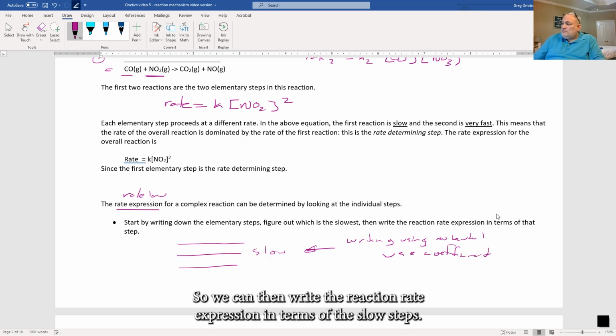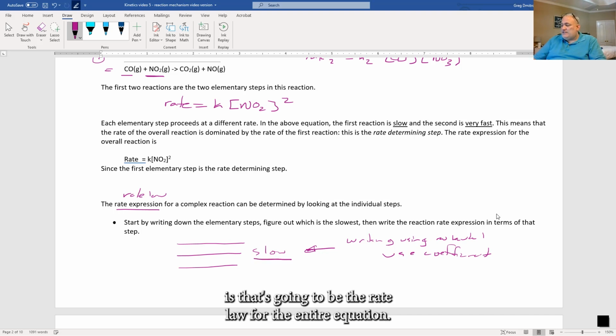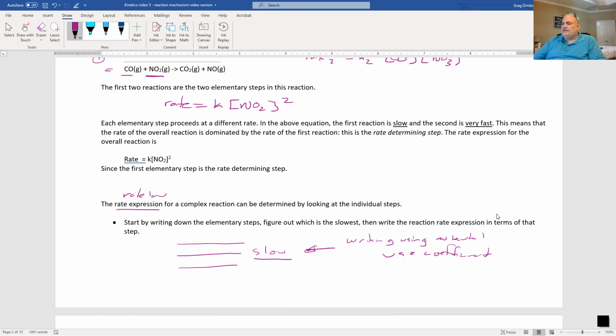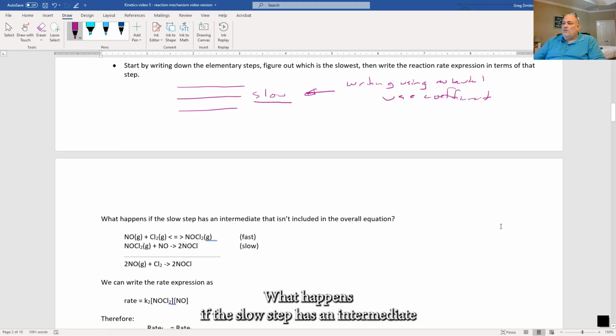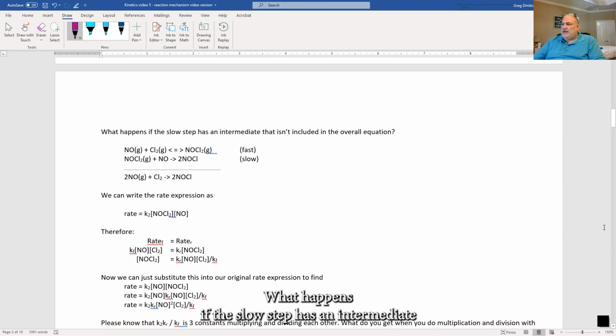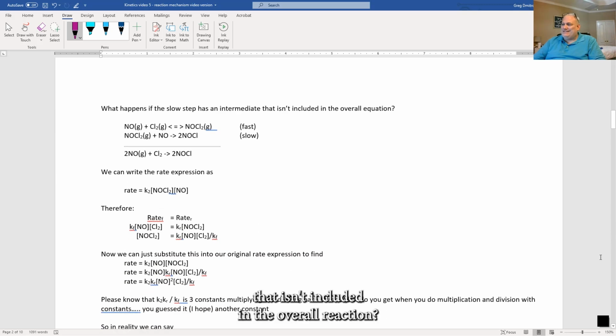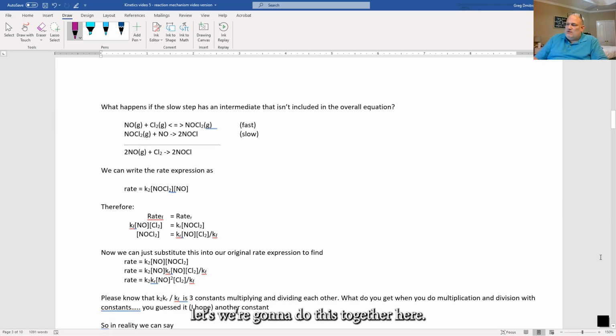So we can then write the reaction rate expression in terms of the slow step. Whatever our slow step is, that's going to be the rate law for the entire equation. But there's a problem. What happens if the slow step has an intermediate that isn't included in the overall reaction? And we're going to do this together here. So we have 2 equations here, right? We're going to call this equation 1 and this equation 2, right?